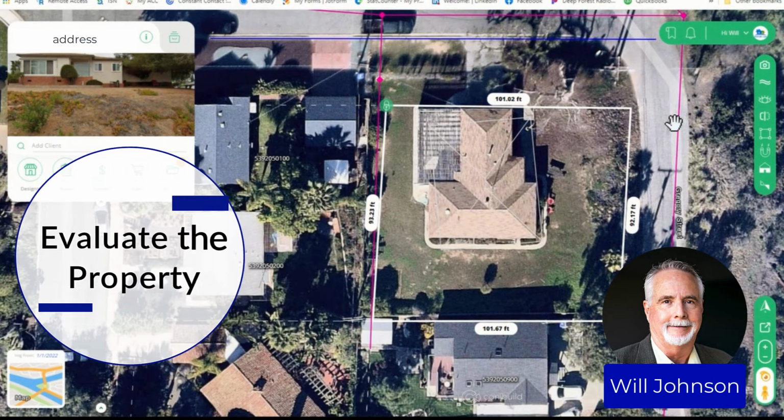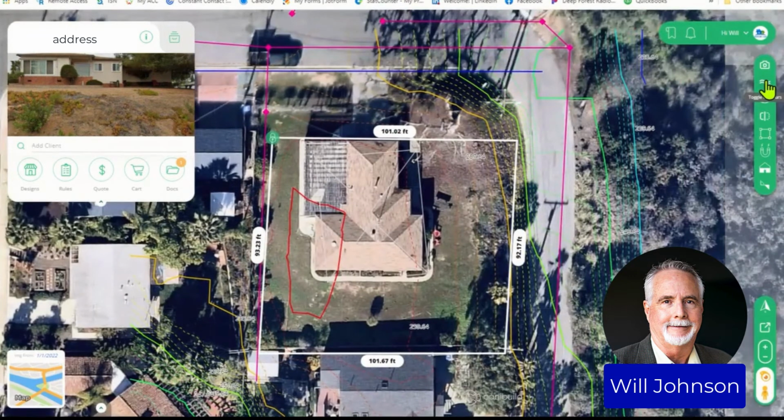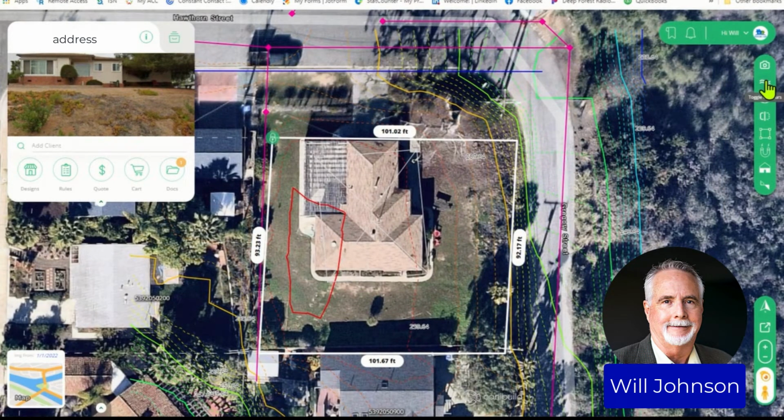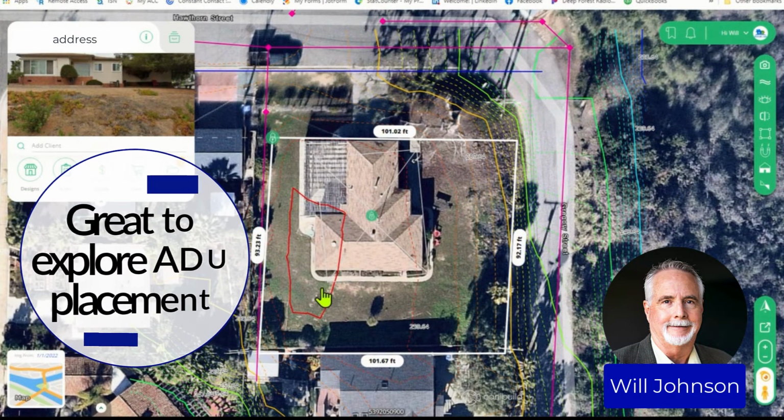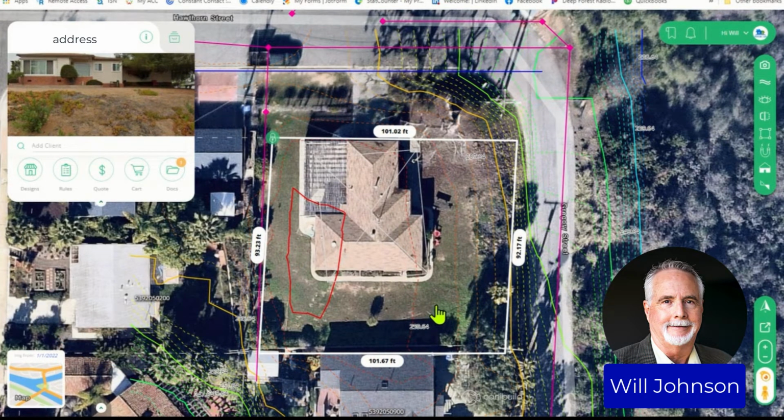The next thing is really to evaluate the property and look at things like the terrain. So this actually gives me a useful tool that gives me sort of a topographical overlay of the property. And I can see immediately that we have some good level areas to work with. So that's really positive in terms of placing the accessory dwelling units. And I can see as we look at the perimeter, we actually have some pretty graded areas, which obviously would make any of that area impractical for an accessory dwelling unit.